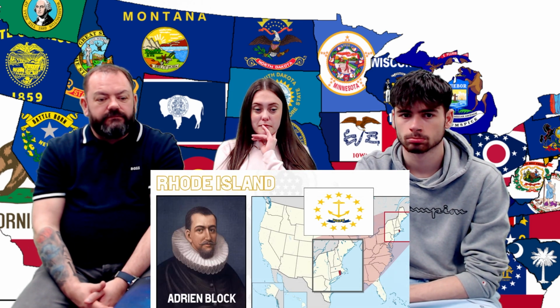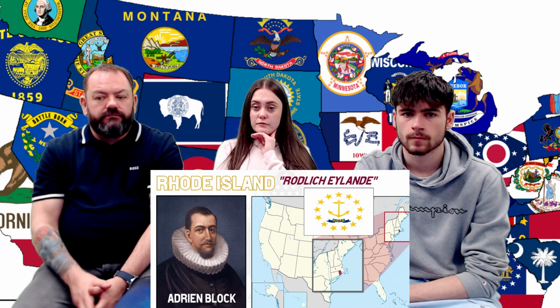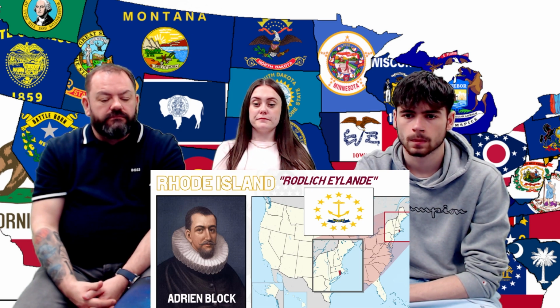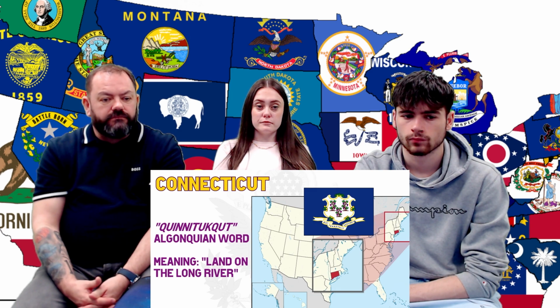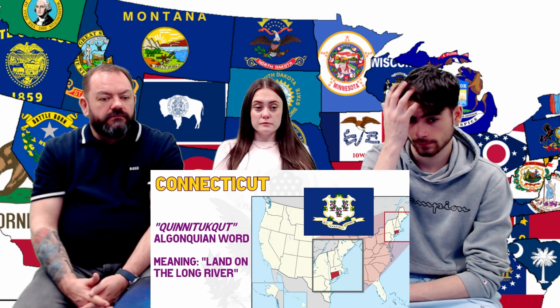Adrian Block, who described it as an island of reddish appearance, which was Roodt Eylandt in 17th century Dutch. This would have then been adapted into Rhode Island in English. Connecticut is once again of native origin. Quinnetukut was an Eastern Algonquin word which meant land on the long tidal river.